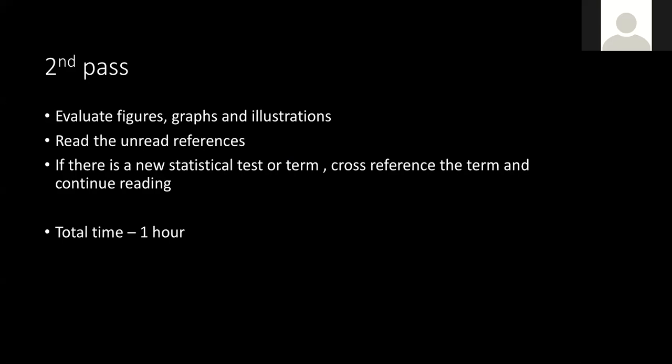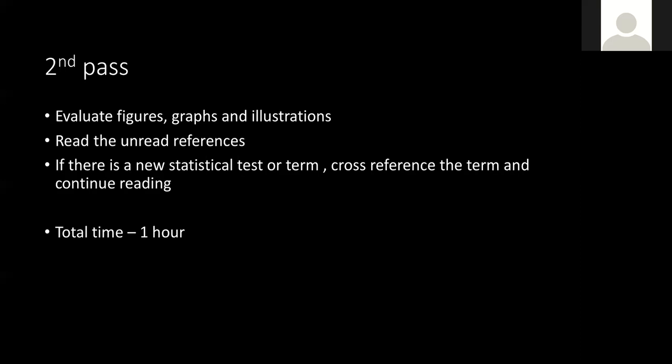The second pass is when you go back to the paper and you evaluate figures, graphs, and the illustrations. Many a time, if you look at the figures and graphs and illustrations, the X and Y axis may not be marked correctly. There might not be a legend behind the graphs or a legend behind the illustrations. All of this points to a poorly written article. So you can judge the quality of the article by the illustrations and by the graphs and figures.